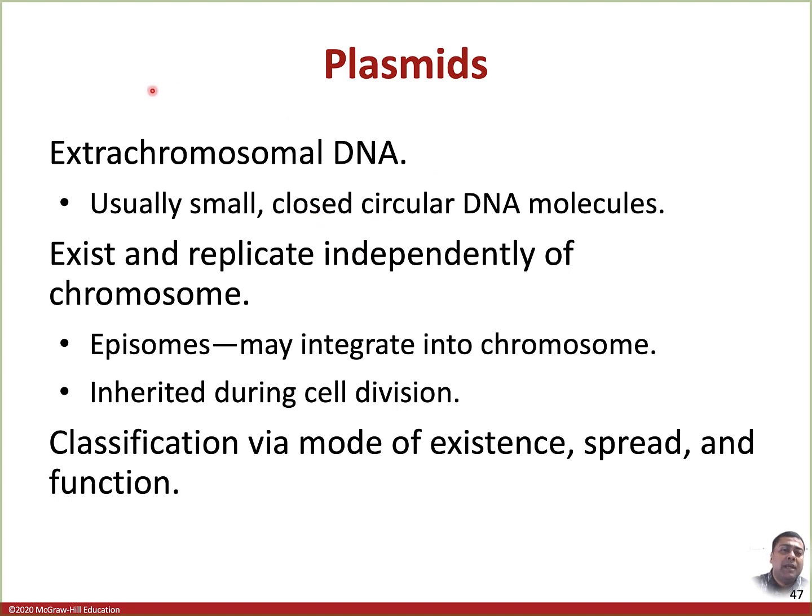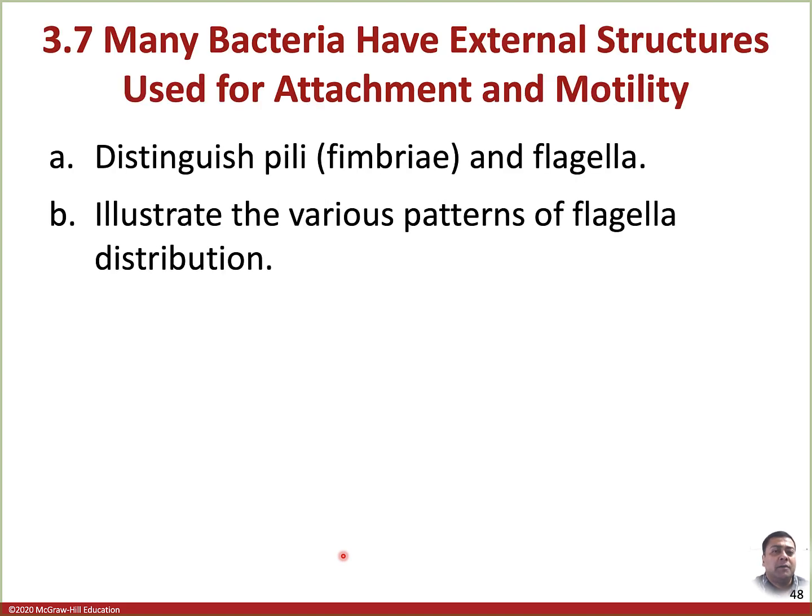So your question could be: why can the chromosome not transfer from one bacterium to the other? These are really super large, very big. The chromosomes cannot be transferred through the pili between the cells, but they can be transferred in small forms, like a part, like the episomal form, from one bacterium to the other. And in the classification by mode of existence, spread, and function, we have different types of plasmids as well. We're going to talk about that in a different chapter.